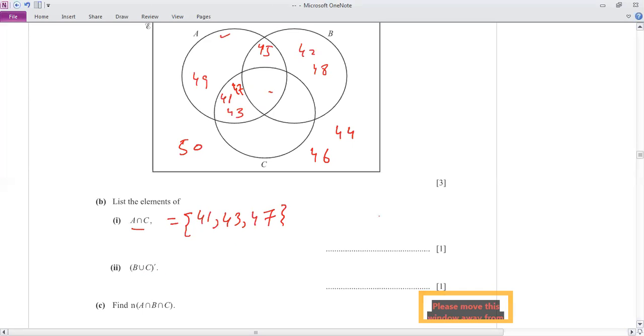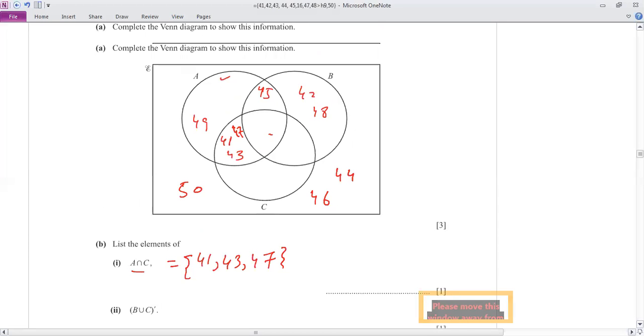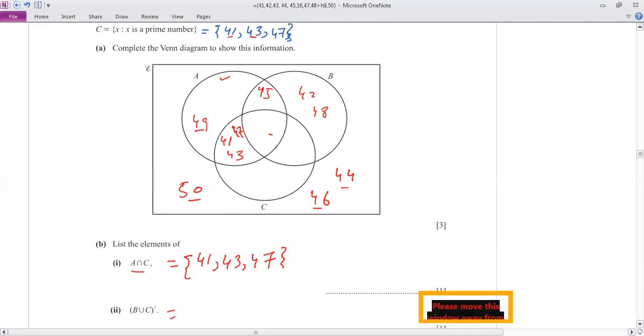B union C whole complement. Now B union C whole complement means which are outside of B and C, completely outside of B and C. So that will be these elements 49, 50, 46, 44. Because if you shade this region, it will be just like this one. If this is B, this is C, and this one is A.